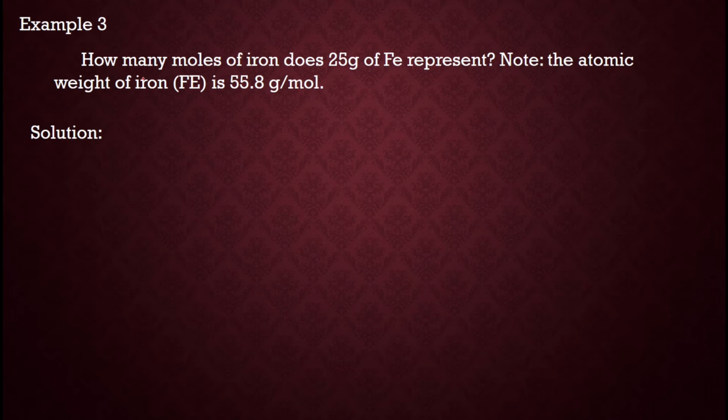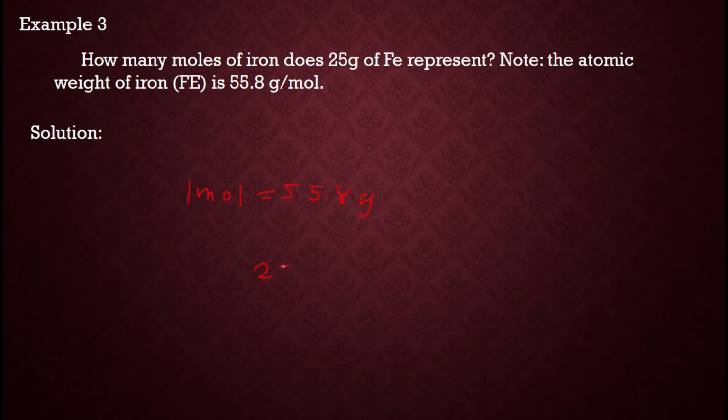The next example: how many moles of iron does 25 grams of Fe represent? Note the atomic weight of iron, Fe, is 55.8 grams per mole. For the given, take note again, 1 mole is equal to 55.8 grams. Since we have the given, we then convert to moles.